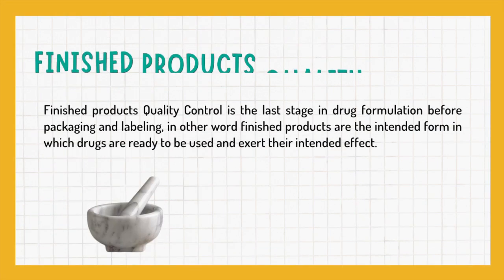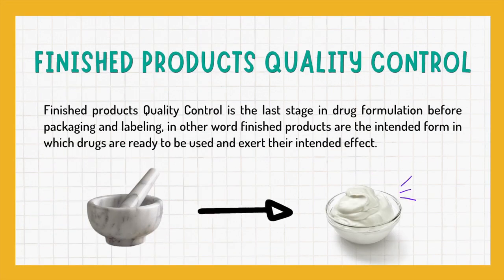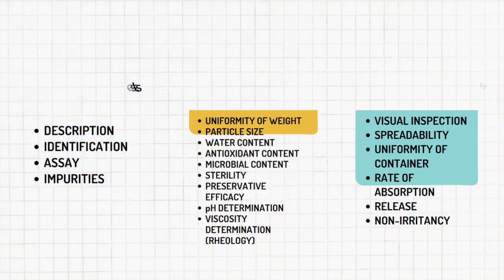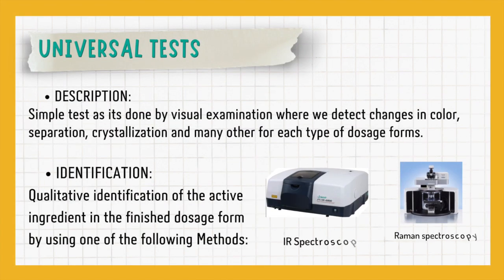Finished products. Quality control is the last stage in drug formulation before packaging and labeling. In other words, finished products are the intended form in which drugs are ready to be used and exert their intended effect. We have three main categories: universal tests, specific tests, and performance tests. Universal tests. Description. A simple test done by visual examination, where we detect changes in color, separation, crystallization, and many others for each type of dosage form.